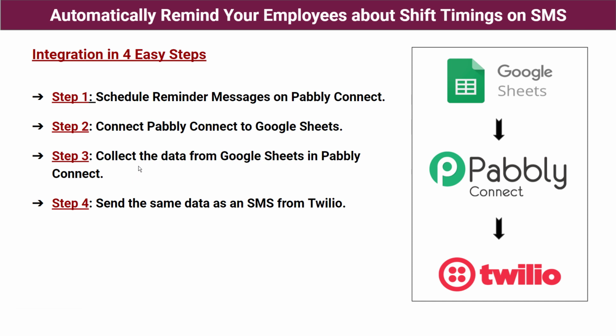Step 3 is collect the data from Google Sheets in Pabbly Connect. So in third step, we'll bring the data from Google Sheets to Pabbly Connect. Step 4 is send the same data as an SMS from Twilio. So in the last step, we'll send the data according to that data an SMS from Twilio. Alright, so first of all, let's jump to step 1 and open Pabbly Connect.